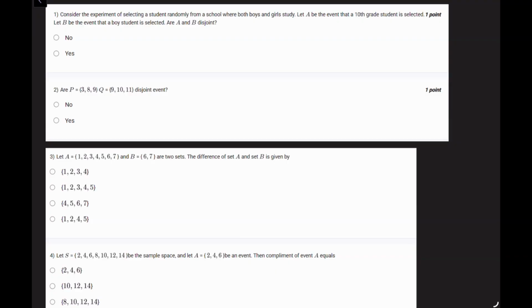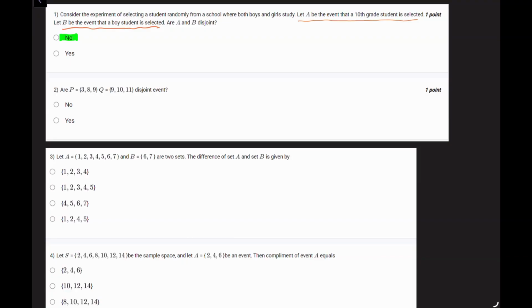Okay, let's read that again. We have an experiment of selecting a student randomly from a school where both boys and girls study. A is the event that a 10th grade student is selected, and B is the event that a boy is selected. Are A and B disjoint? The answer is going to be no. These are not disjoint. Why?